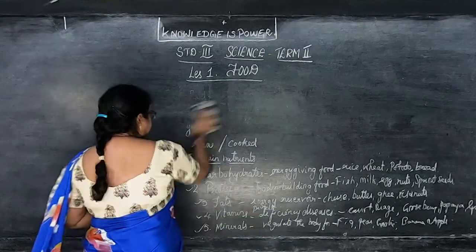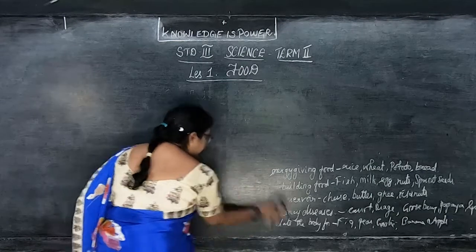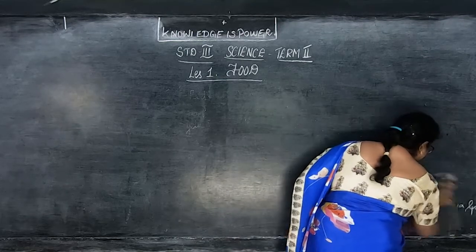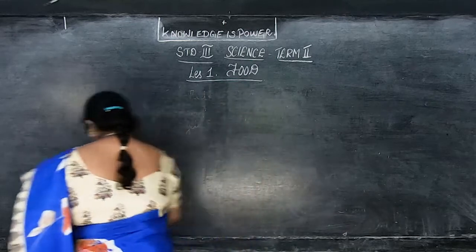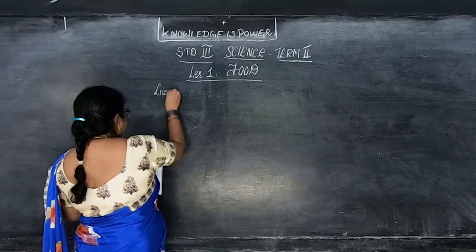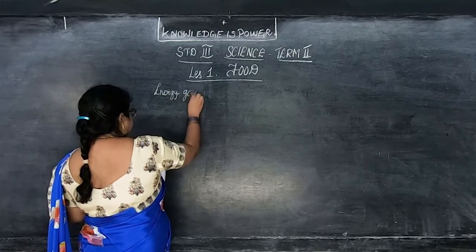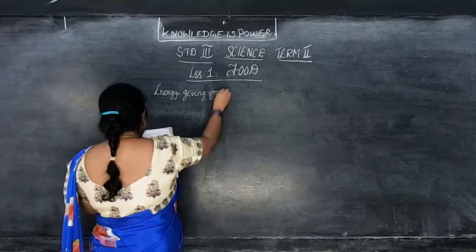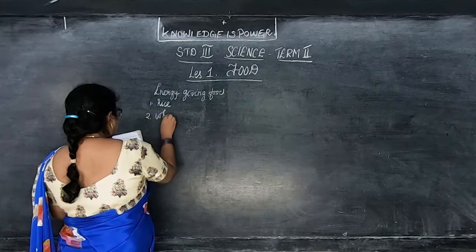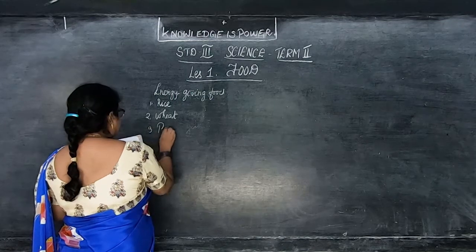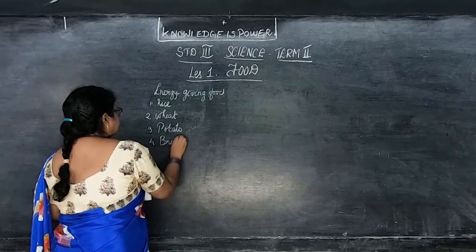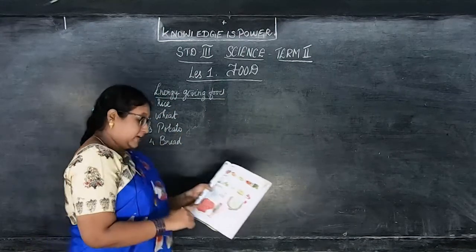Next, you have given, children, that is energy giving food. Okay, energy giving food. So you have to write the example. For example, you can write rice, then wheat, then potato and bread. Okay, children. So all these are energy giving food. So you have to write there in that box. Those who have the book, you can see the box is given there.